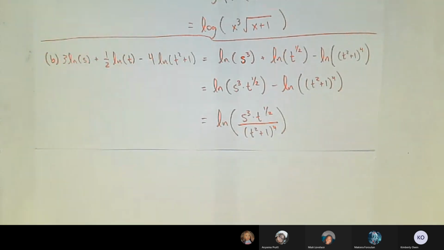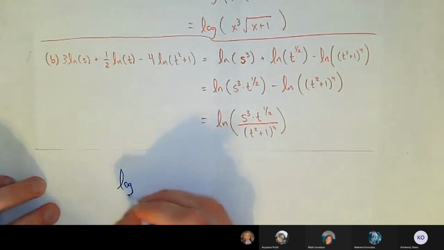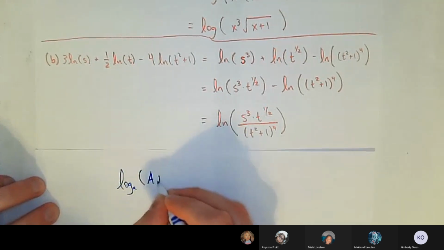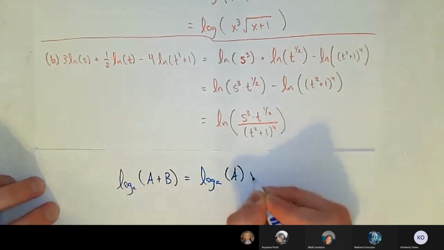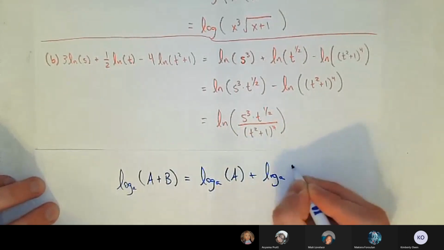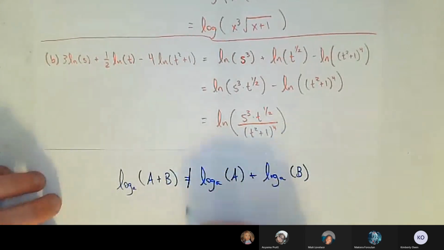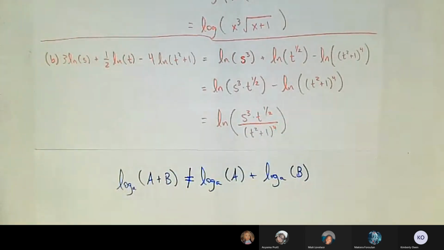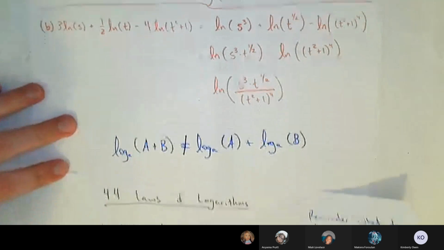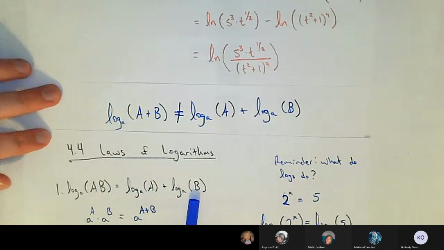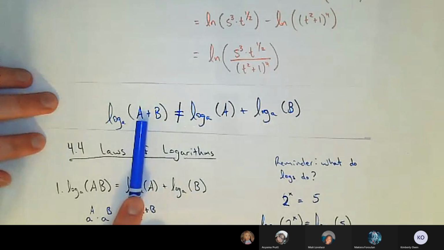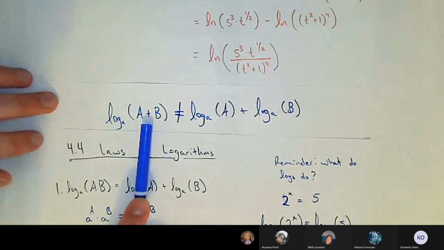So one thing to note is that there is not a rule that says this. It's important to not get mixed up on that. Okay, this is not true. Remember that the rule says, let me compare that to the actual rule, a product inside turns into a sum outside, not a sum inside, right? You can't do anything with a sum inside.